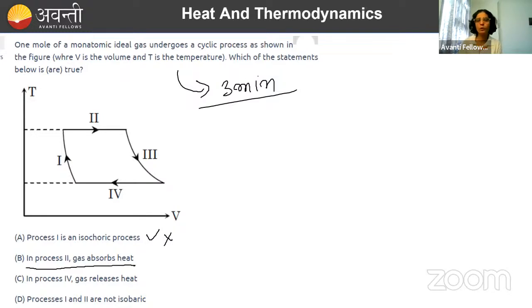In process 2, gas absorbs heat. How will you check that for process 2? How can you check whether heat is getting released or absorbed? Again, use the first law of thermodynamics. Q equal to W plus delta U. Just see in process 2, what is the sign of W? What is the sign of delta U? I mean, sign means positive or negative. Q getting absorbed means Q value will be positive. If Q is getting released, the sign convention of Q will be negative. That we already know now. So in the second process, what will happen?